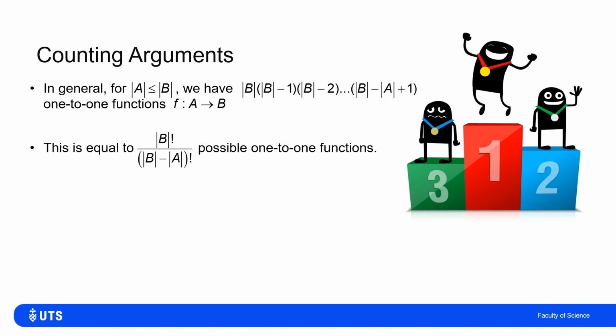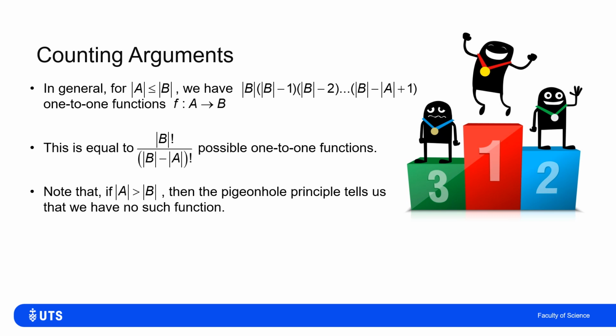Now I started this in general with the set A being less than or equal to the size of the set B. Now, of course, if the set A contains more elements than the set B, then I can invoke the pigeonhole principle to say that we have no such function. I can't have, for example, one runner and 3 medals to allocate and give each runner a unique medal. If I've got more runners than medals, that's fine. If I've got more medals than runners, then that's a problem.